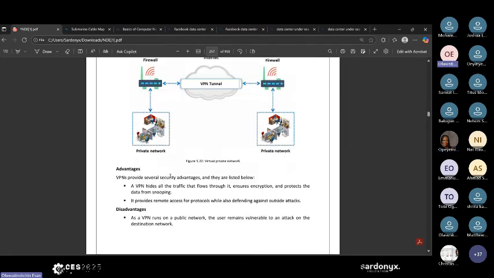What are the advantages of VPN? VPN hides all the traffic that flows through it. It ensures encryption and protects data from snooping. It provides remote access for protocols while also defending the outside network. Like most of the people we consult for, one of the things we tell them is that the front door into your industry should be a VPN. That should be your front door, not SSH, not Telnet.